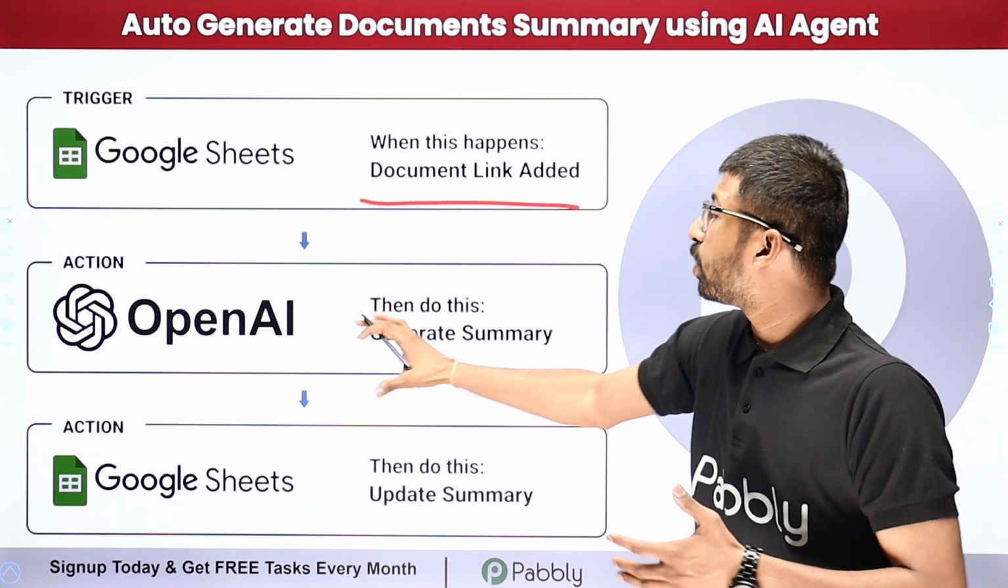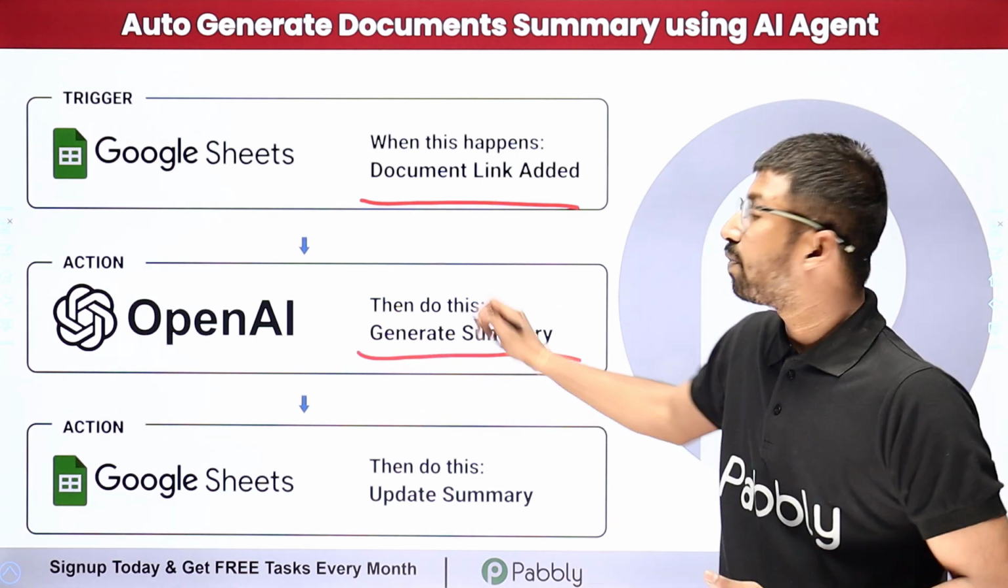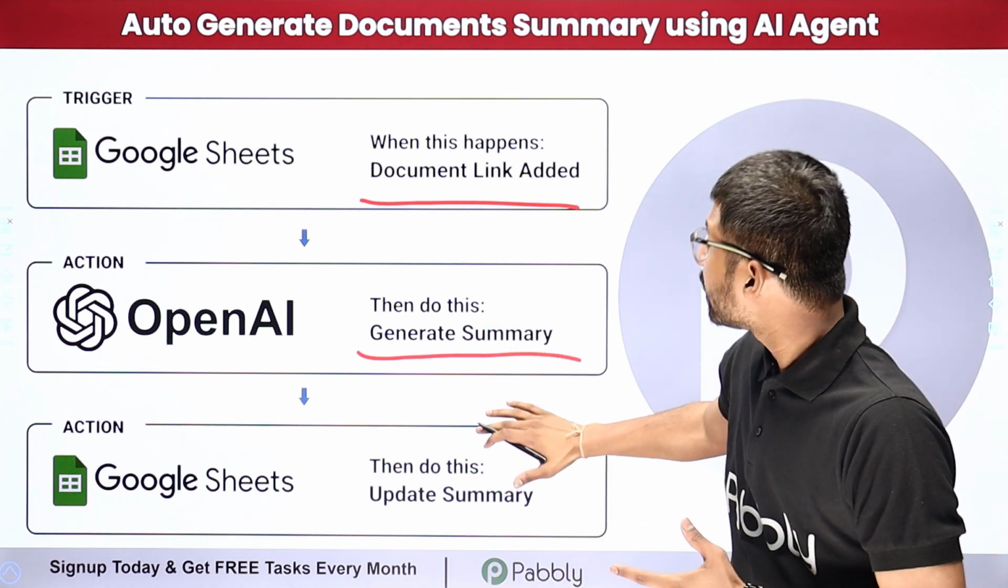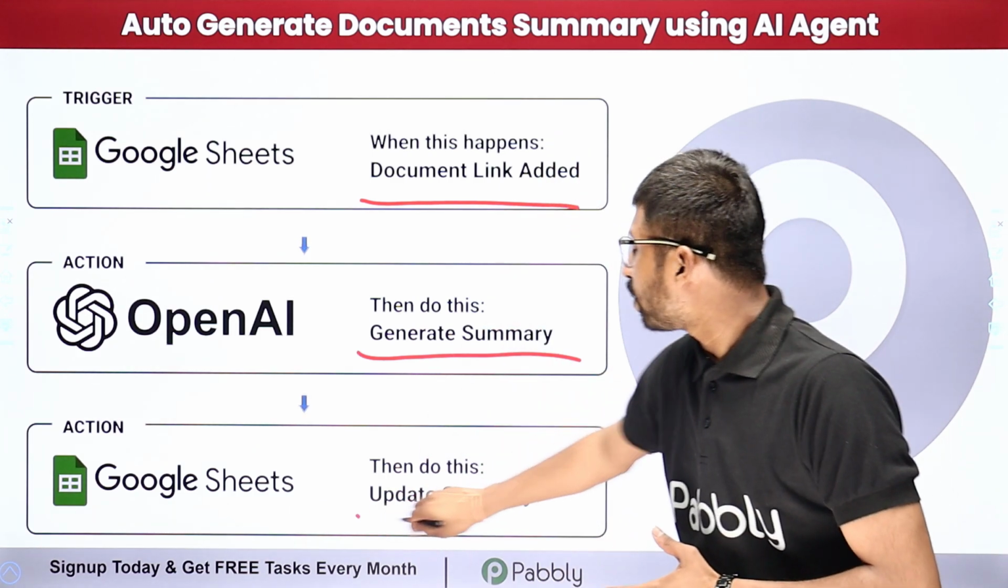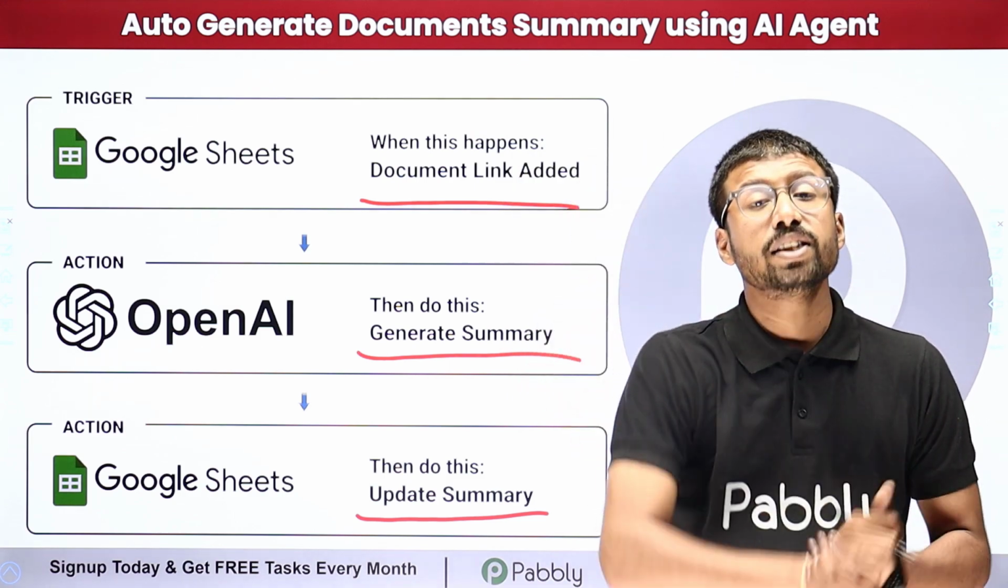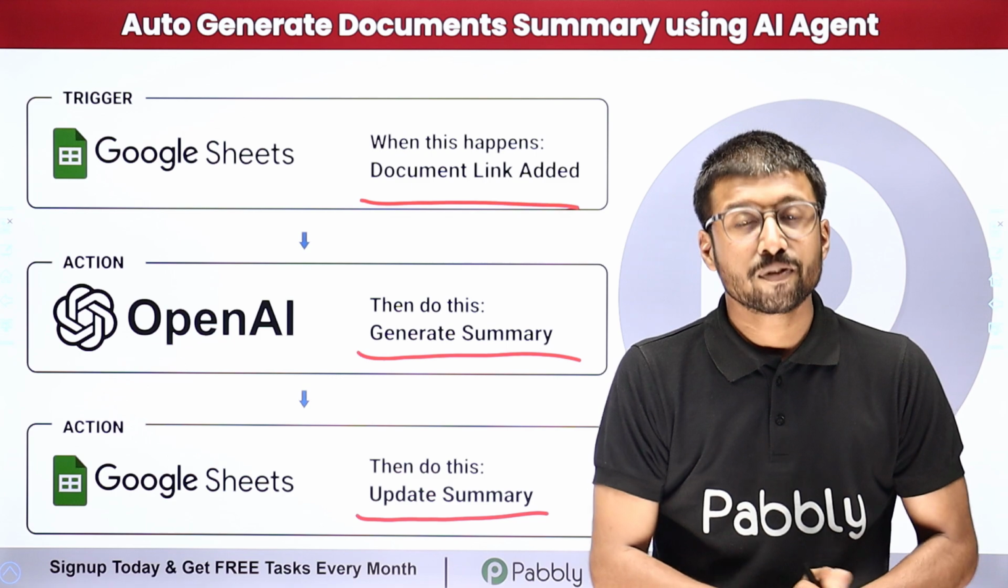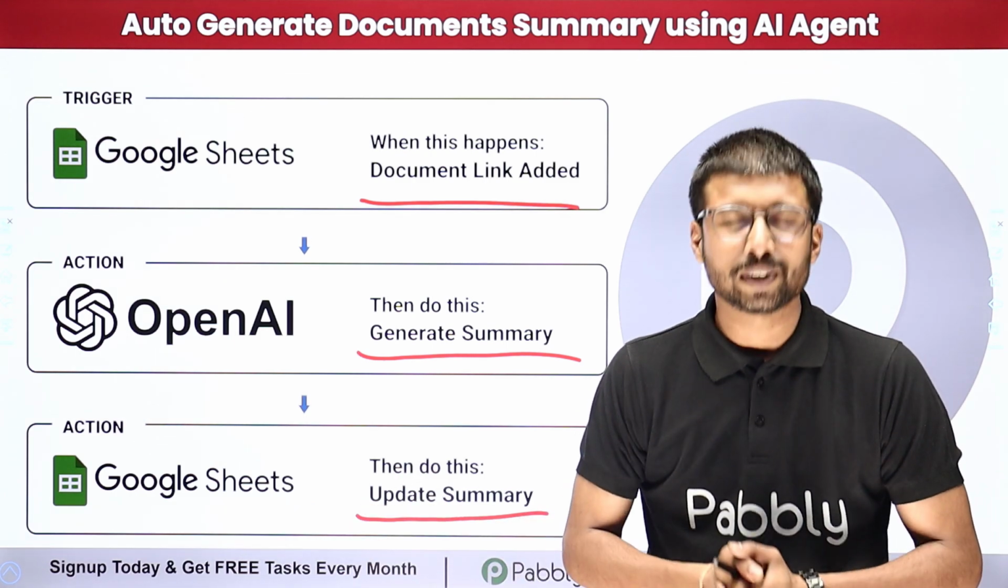agent will send a document to OpenAI, and using OpenAI, it will generate the summary of the document. After generating the summary, automatically this AI agent will update the summary of the document back in our Google Sheet in the same row. Now, if you want to know how you can build this AI agent all by yourself, for that you just have to come with me to my screen.